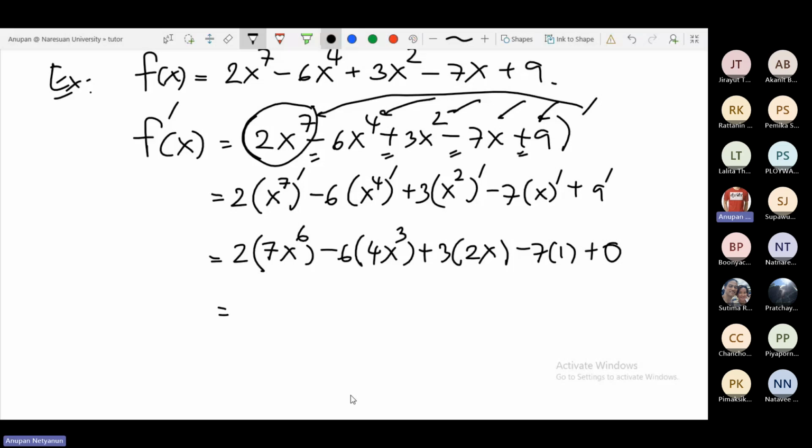Okay, simplify: 14x to the 6, 24x cubed, 6x minus 7. Okay, that is your solution.